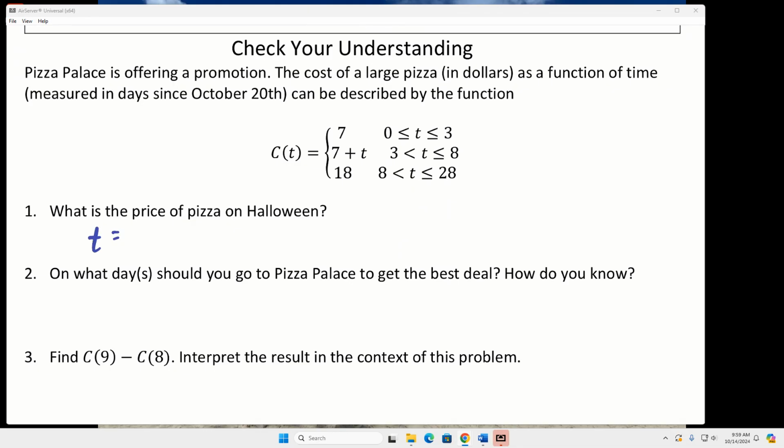11. Yeah, 11. That's why I said 11. My brain is a little slow this morning. Okay. And so for T equals 11, how much would this pizza cost? Yep. So because 11 falls between 8 and 28, that pizza is going to cost $18.